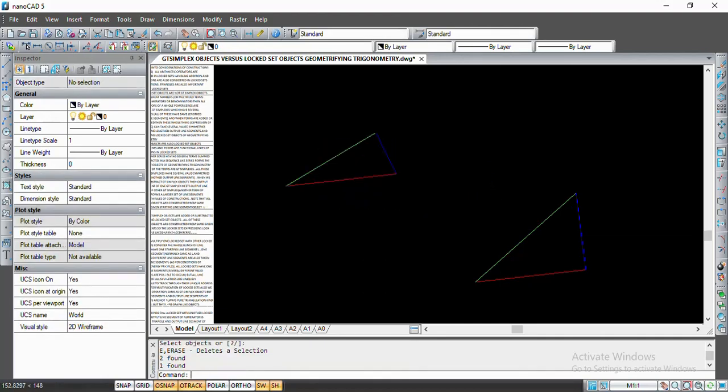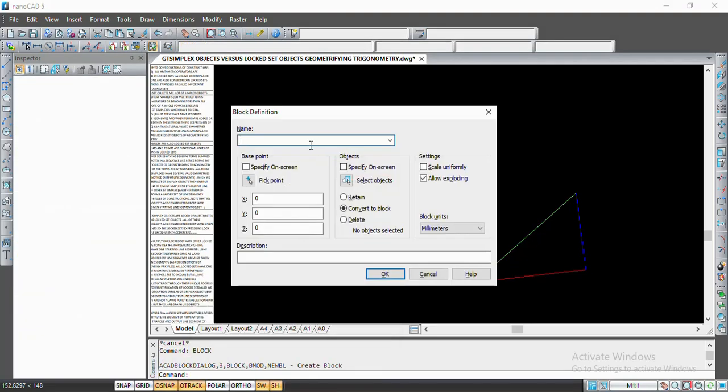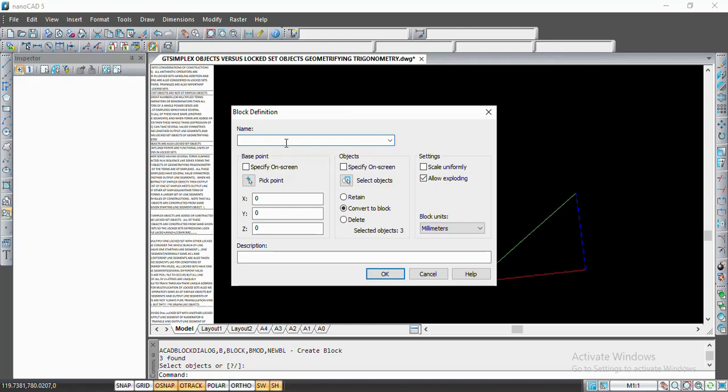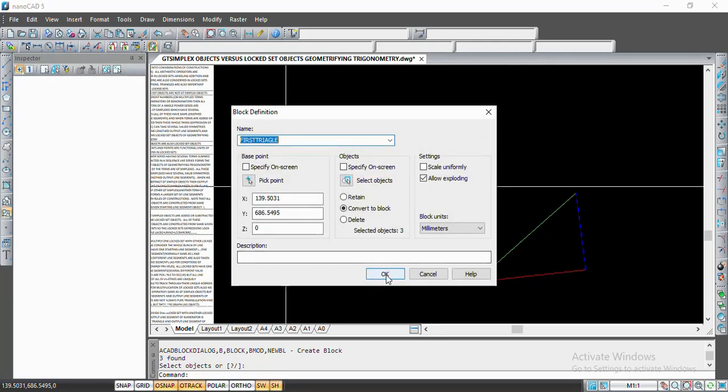Suppose we are making it as a block, because making the block gives us the sense of lock sets. The first triangle block is a G-simplex, or it is a lock set also. It's the most fundamental lock set.